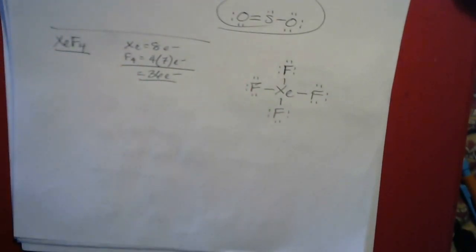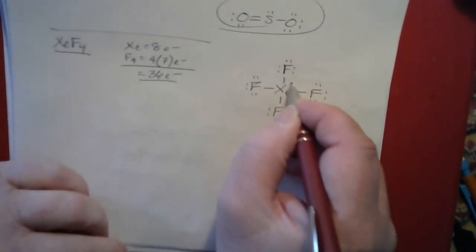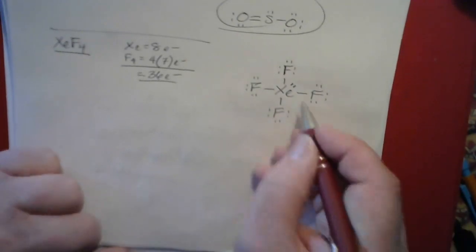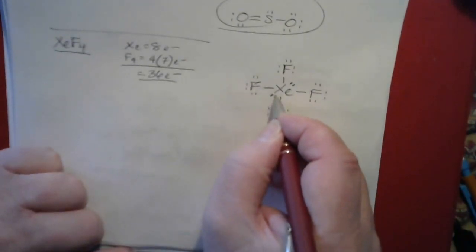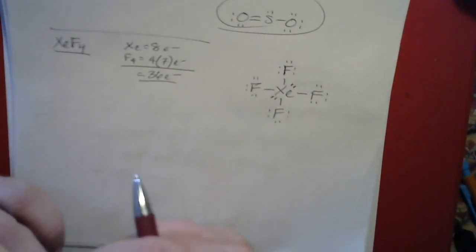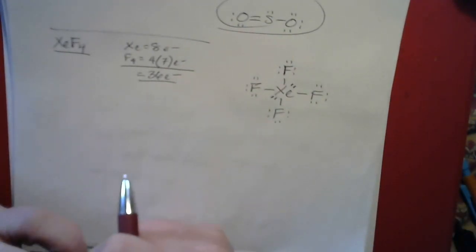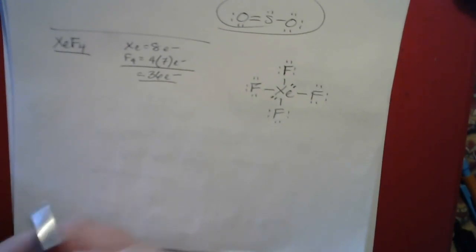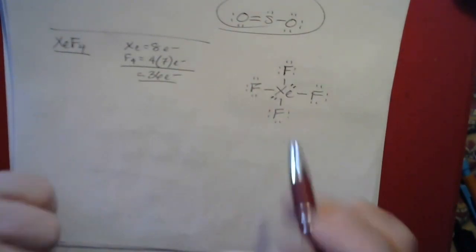We need to put them on the central atom in pairs, so that would mean 2 pairs. And I'm just going to draw them on opposite sides here because electrons repel each other, so I figure they'll probably get as far apart as possible. And so I'll just draw those 2 pairs of dots right on the xenon. And this will be your Lewis structure.